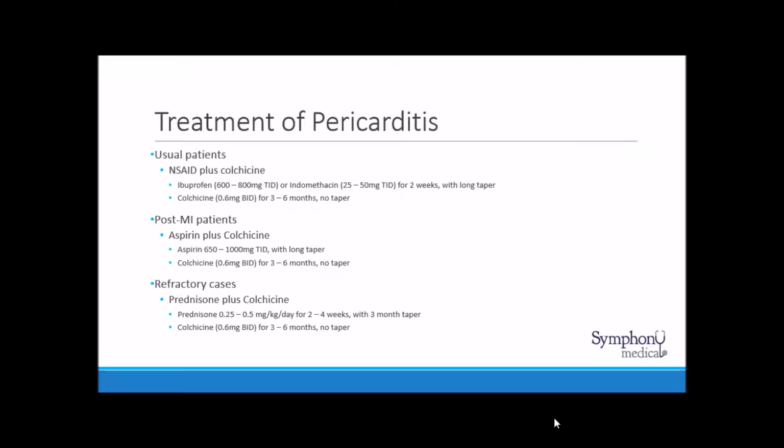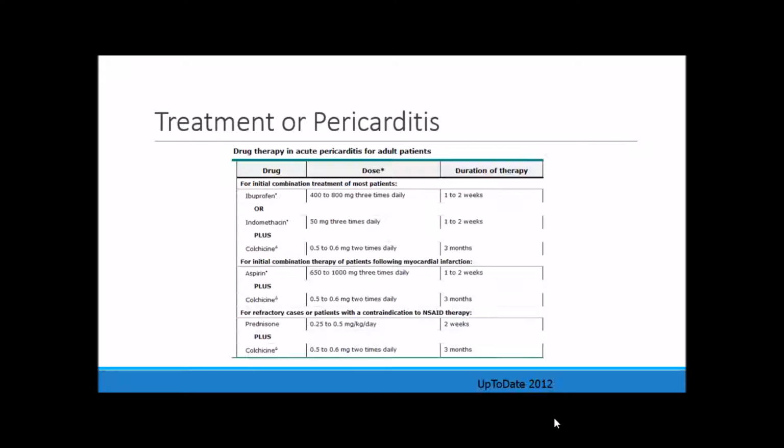Okay? Post-MI patients, the recommendation is to use aspirin rather than colchicine, because remember, aspirin is an anti-inflammatory also. Okay, so you would give pretty high dose aspirin, 650 to 1,000 milligrams, 3 times a day with a taper, okay, with colchicine. If it's refractory, okay, that is the only instance where you're going to throw somebody on prednisone.